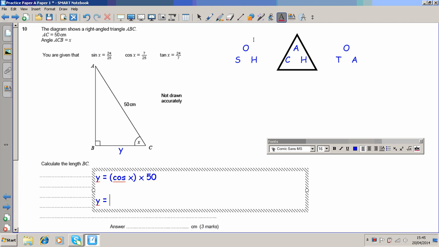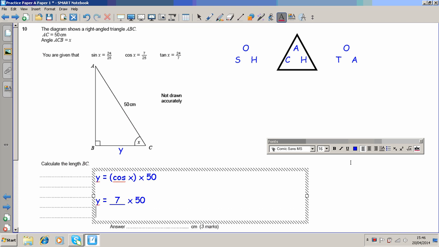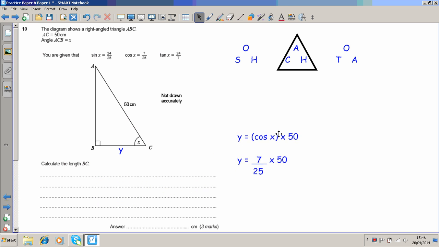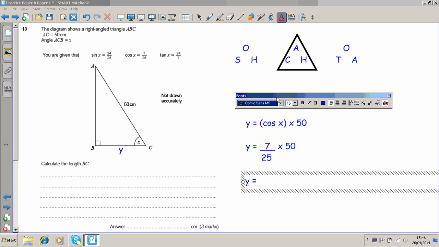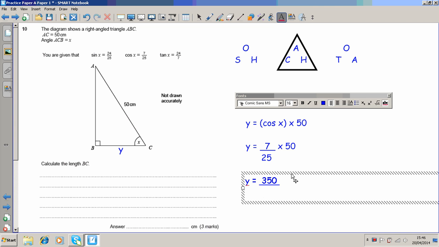So for us, cos x is 7 over 25. That's given to us as part of the question. I'm going to times that by 50. Actually, I'm going to write that a bit differently. Right, so we got to that. So now we've just got ourselves a bit of fraction work to finish off. If we're timesing a fraction by a number, you just times the top number. So that's going to be the same as 350 divided by 25.